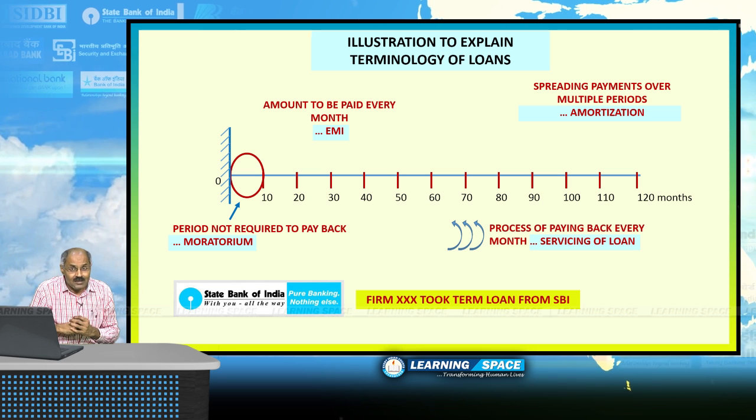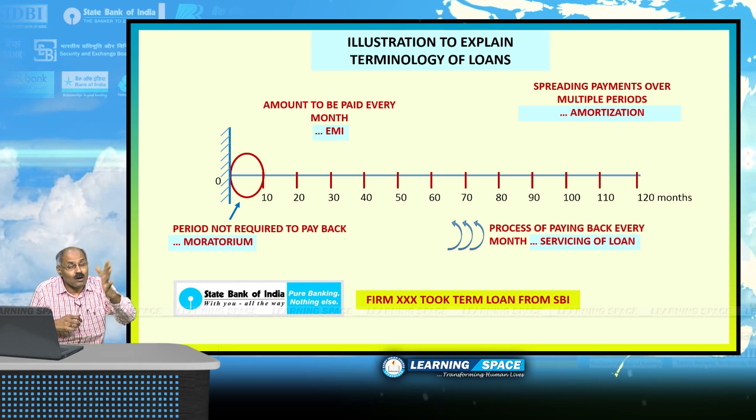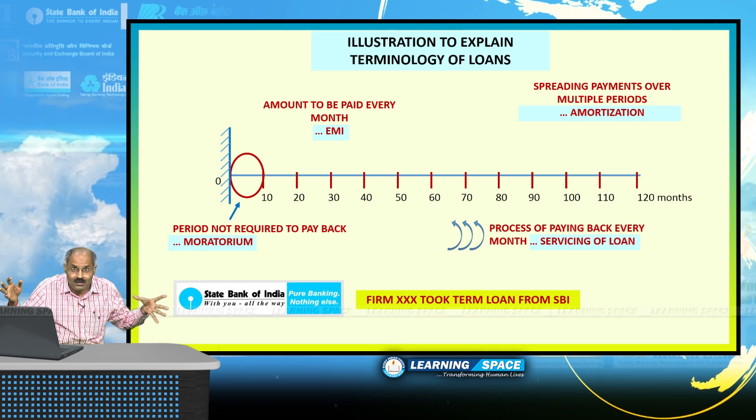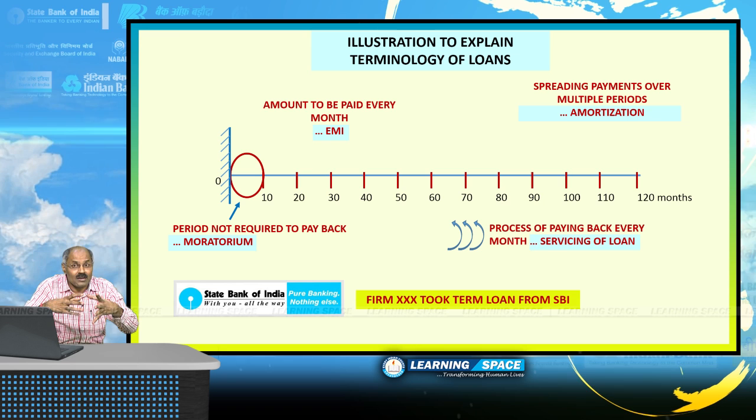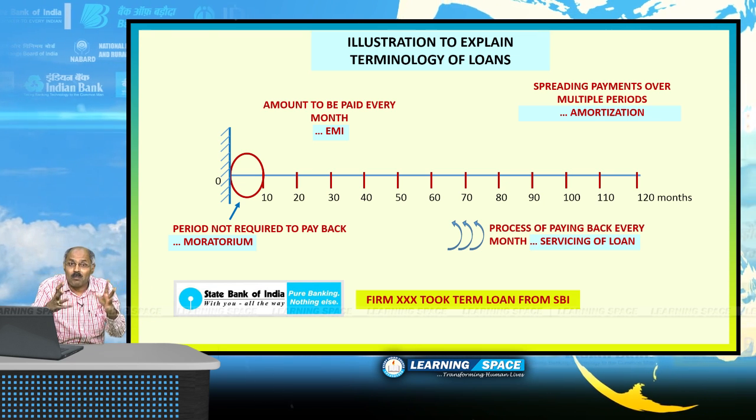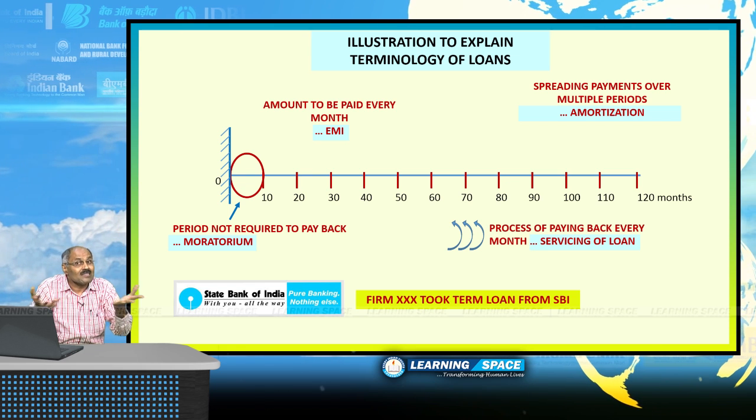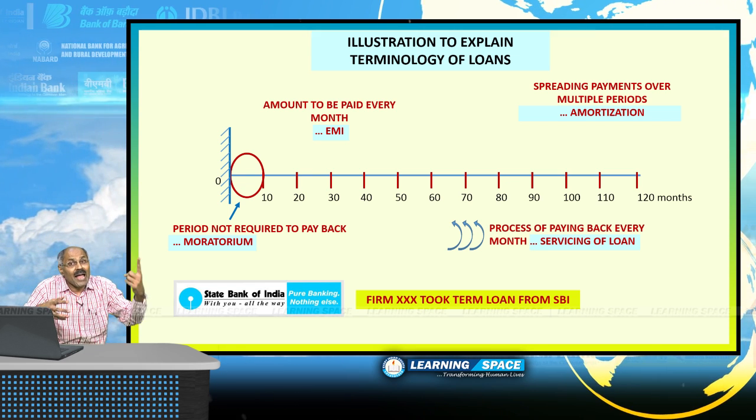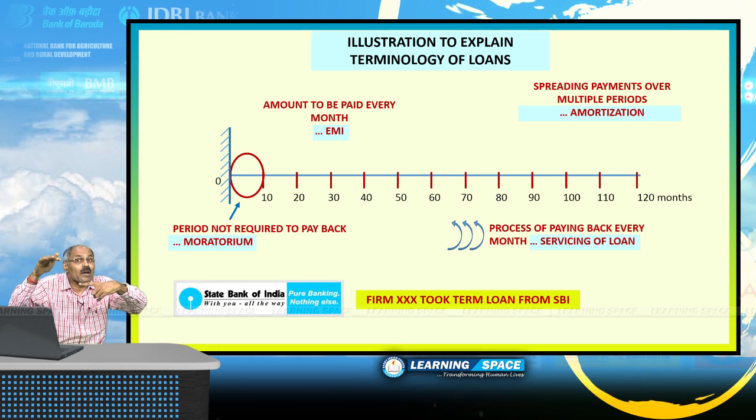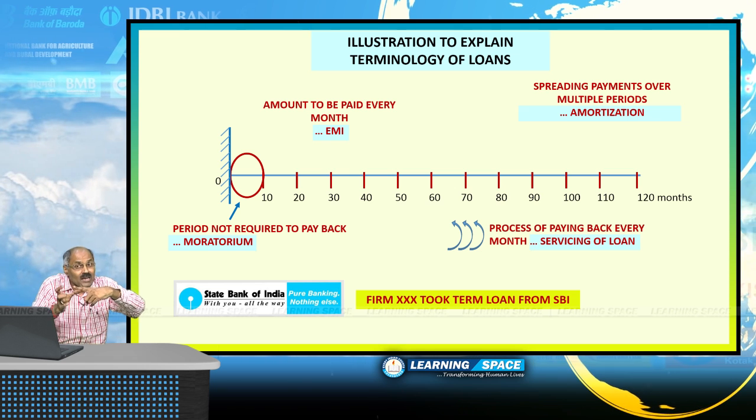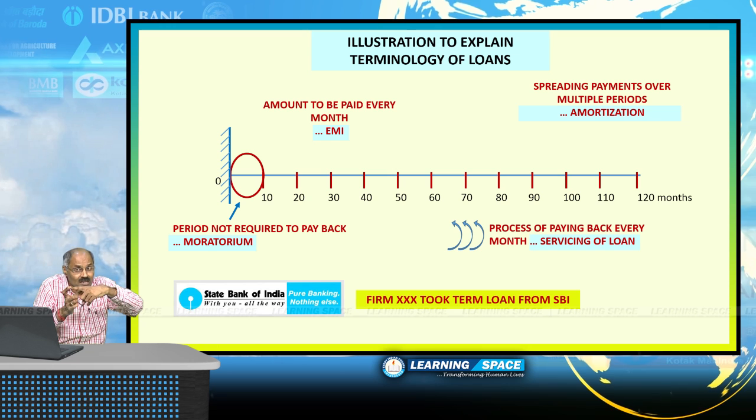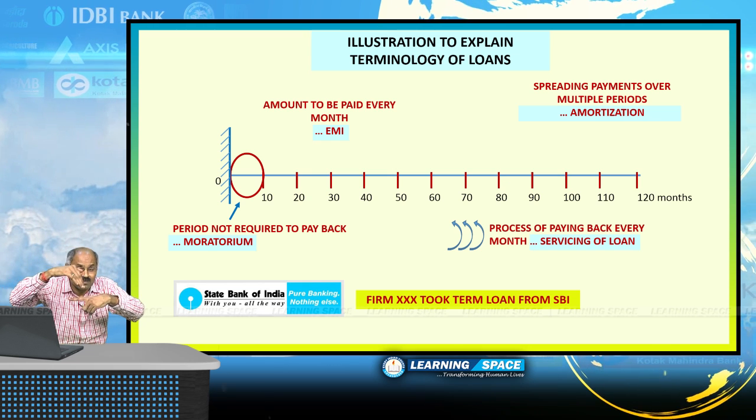And if something happens, you have taken a house loan, and subsequently some earthquake occurred. You have taken a house loan, immediately some earthquake occurs, then what will happen? You may not be in a position to pay. Under such circumstances, the bank will give you some holiday, that is known as moratorium. The period in which you are not required to pay back due to genuine reasons is moratorium.